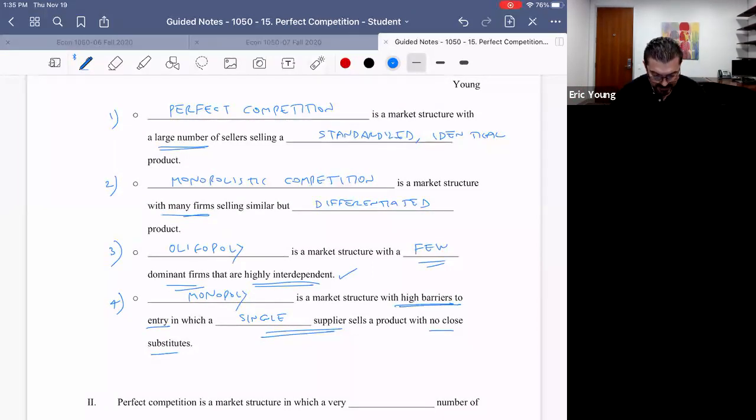We're going to be breaking down each of these four into some detailed lectures, and we'll start in our next video with an overview and a dissection of perfect competition.